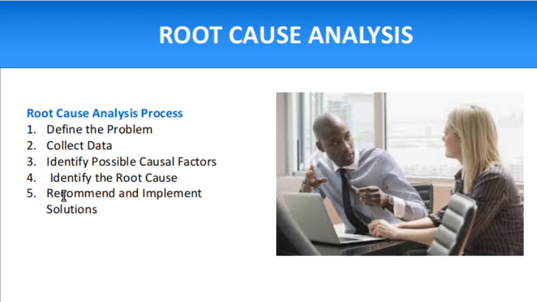Then identify the actual root cause. Once you have identified the possible root causes, then identify the main root causes. Root causes can be multiple. Then recommend and implement the solution. Once you know the root cause, based on your identification you can recommend the solution and implement that particular solution as well. And you know that if you solve the root cause, then obviously you can solve the problem permanently. So this is the main process of root cause analysis.